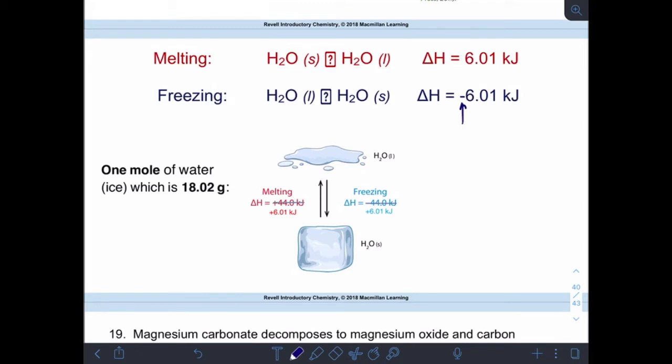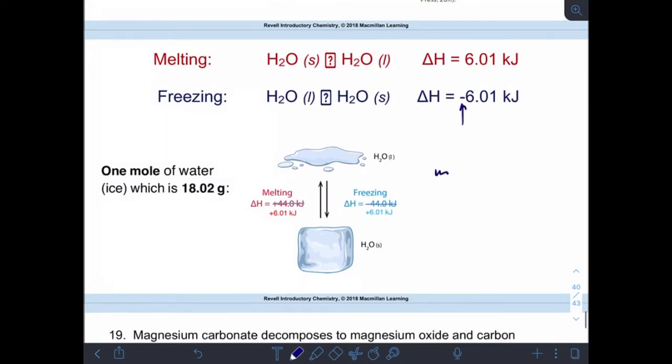If I've got a block of ice and I melt it, that means that I have to put energy in, right? So melting is endothermic. I have to put energy in in order to melt something. I have to heat it up. And the amount of energy that it takes is 6.01 kilojoules.